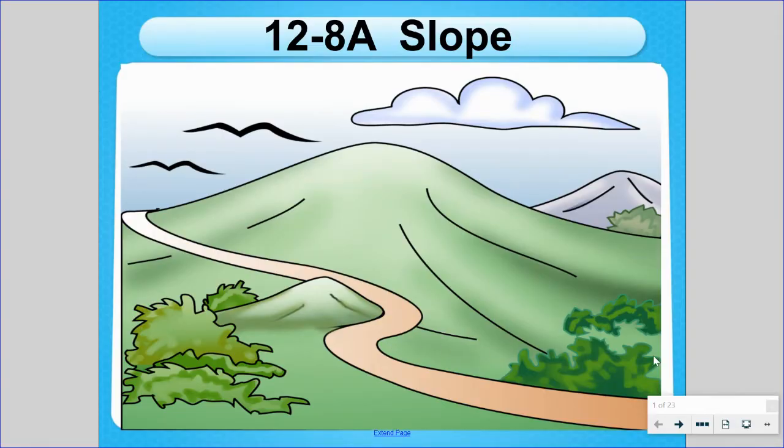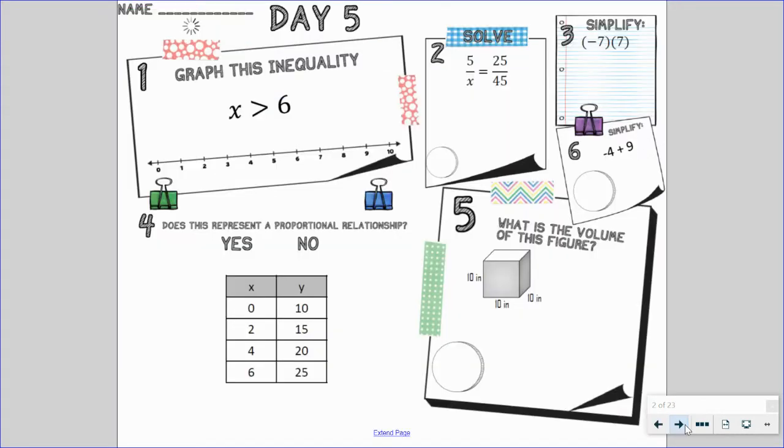Let me go to the file, and here we are. Chapter 12, Lesson 8, we're talking slope. We're going to be talking about this for more than a day. That's why you see 12.8a. But first, let's pause. I want you to do your Day 5 review and come on back when you're ready.